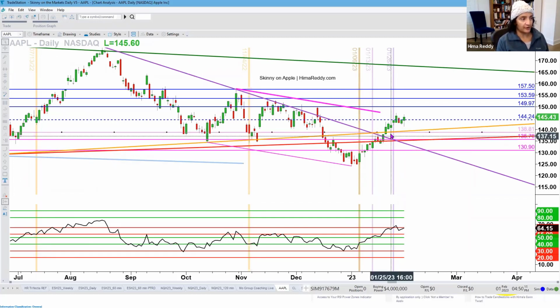And from the daily chart, the big one is 138.81. Do you guys see that? It's the most recent higher price low. Type O in the chat if you see that support.